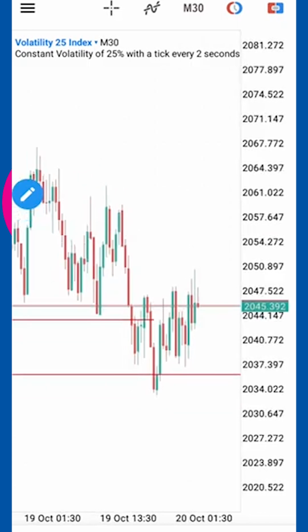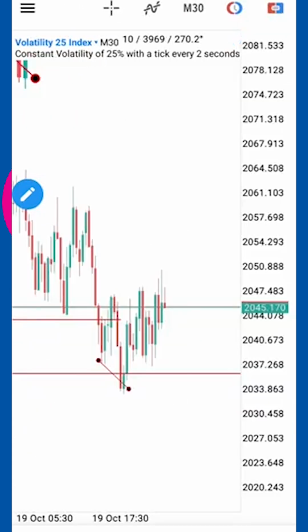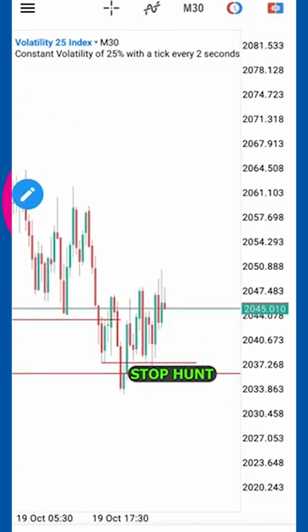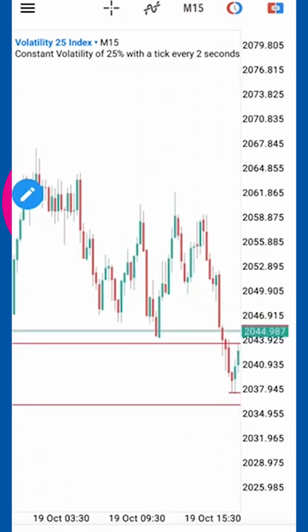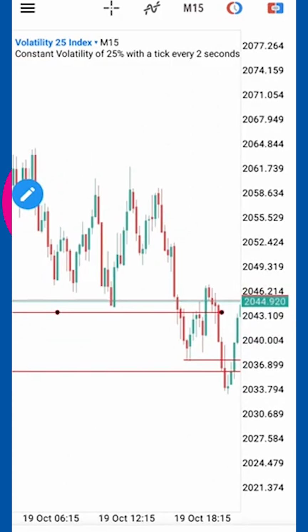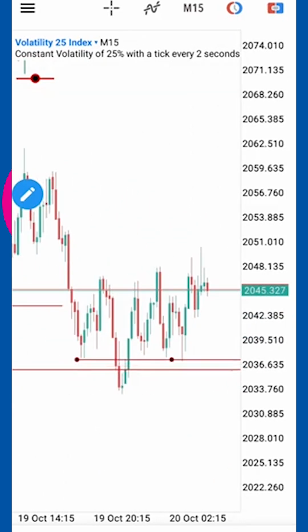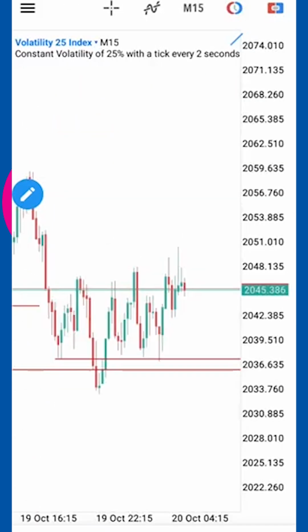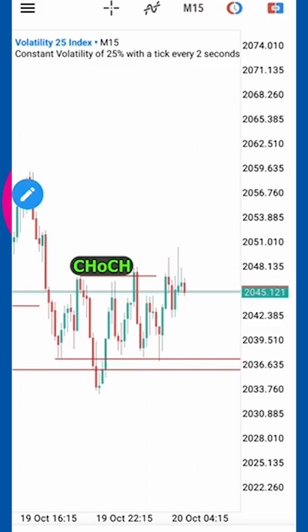We're back to the 1 hour right now, and we're trying to capture the buy after price gave us a stop hunt. This is a small structure, so we can capture a buy right within that sort of consolidation, if you know what I'm talking about. It gave us a change of character.